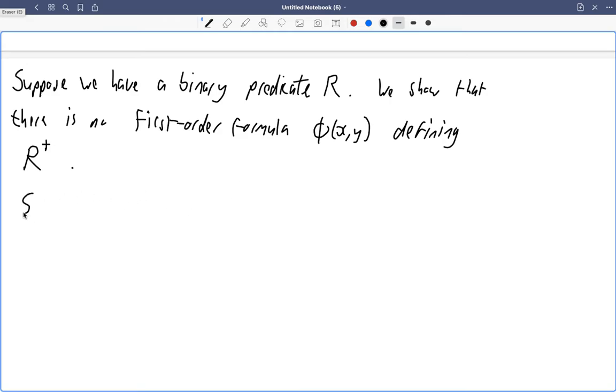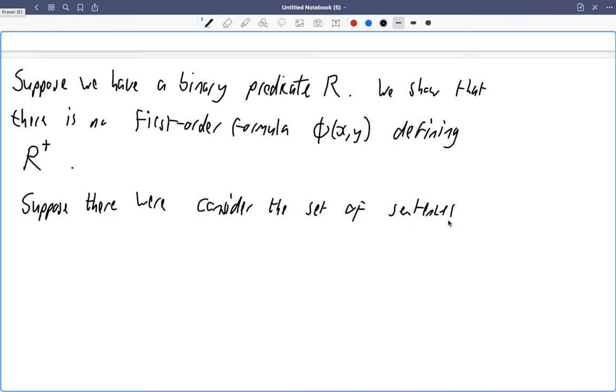So suppose there were, then let's give ourselves two constants a and b. We consider the set of sentences, firstly phi ab. So suppose there were such a formula phi.